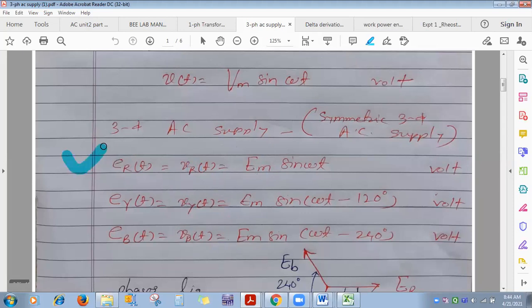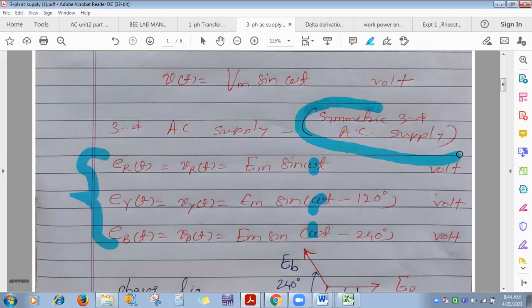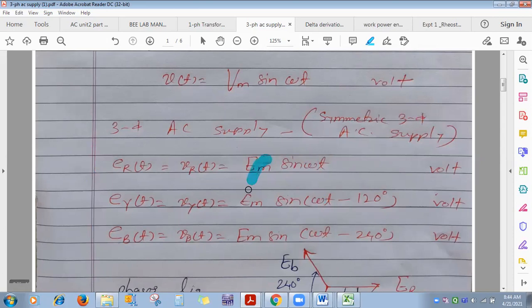If you observe these 3 instantaneous voltage equations, you can find the peak of each is the same, Em. All 3 waveforms are purely sinusoidal. For all 3 purely sinusoidal AC waveforms, the angular frequency is also the same. And that's why this 3-phase AC supply is called a symmetric 3-phase AC supply. Definition: what do you mean by a symmetric 3-phase AC supply? It means their peak is the same and their nature is also the same. All 3 are purely sinusoidal AC, and their angular frequency is also the same, which is omega.